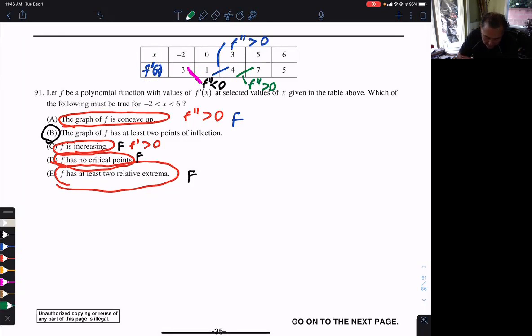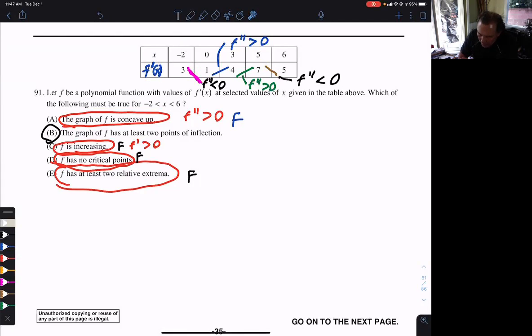And then the last region I will do in brown, it goes from 7 to 5. F prime goes from 7 to 5. To do that, at some point, it has to decrease. Well, if F prime is decreasing, then we know that F double prime must be negative.